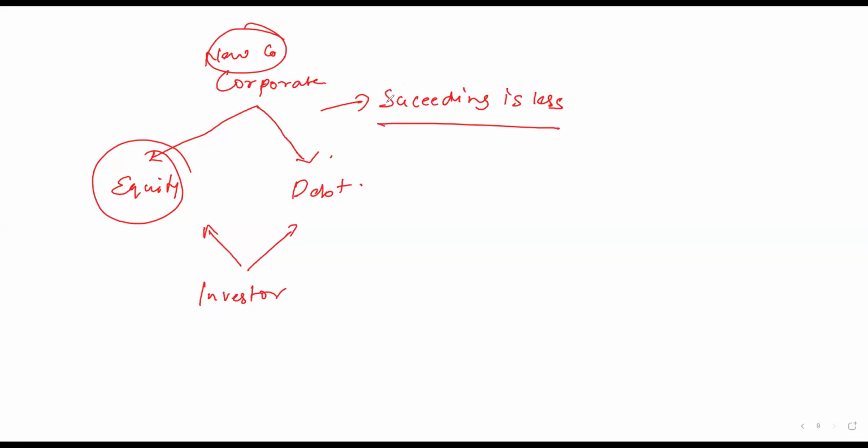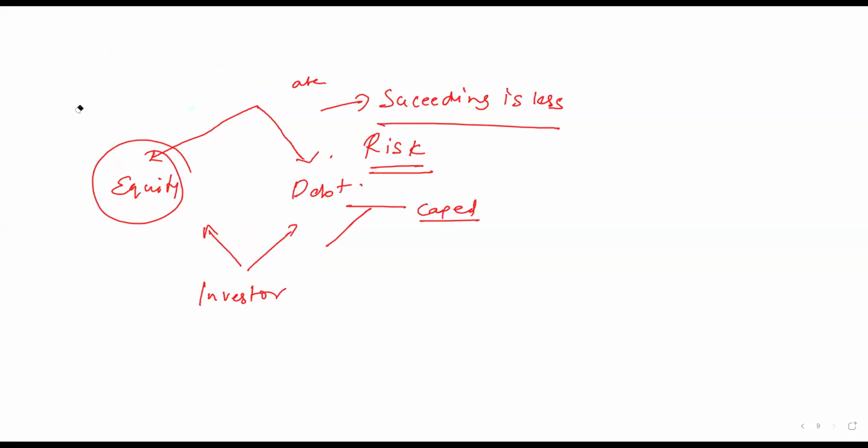The probability of succeeding is less. And if I'm taking this higher risk and I invest in debt, I will have a cap on my returns. My returns will be capped. It means that there is a limit to the maximum returns that I can receive. But in equity, there is no limit. And since I am assuming the risk, I would always go with equity financing, right? Why would I go with debt financing? So a not so well established company faces difficulty raising debt.